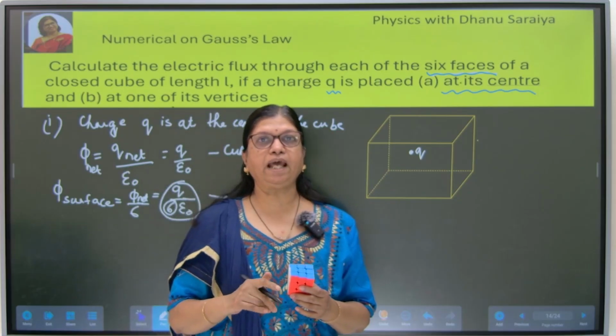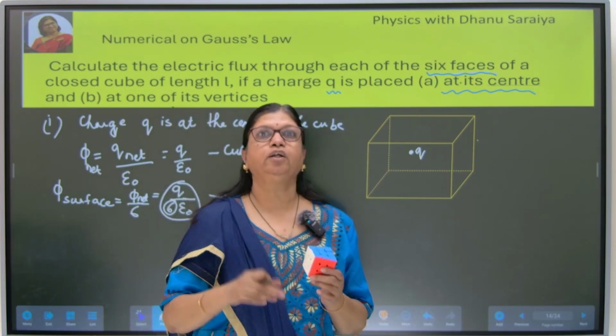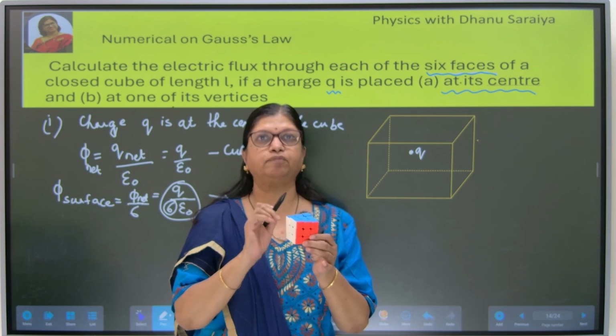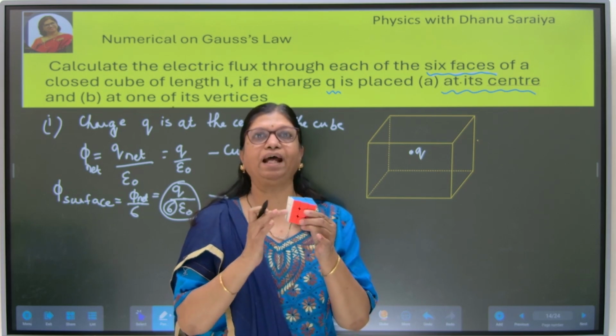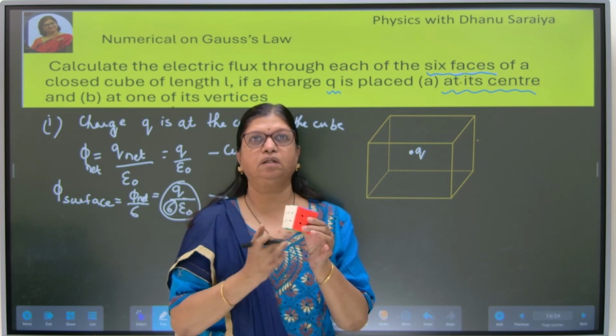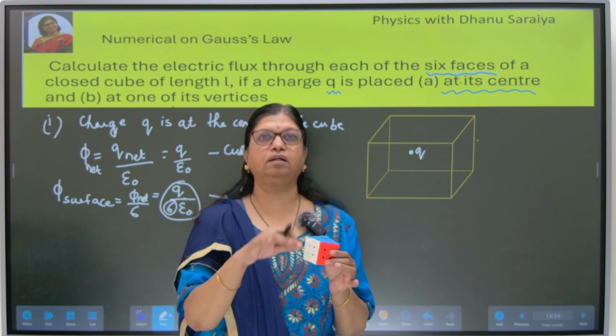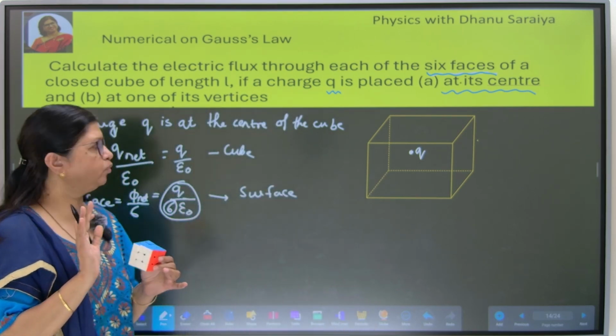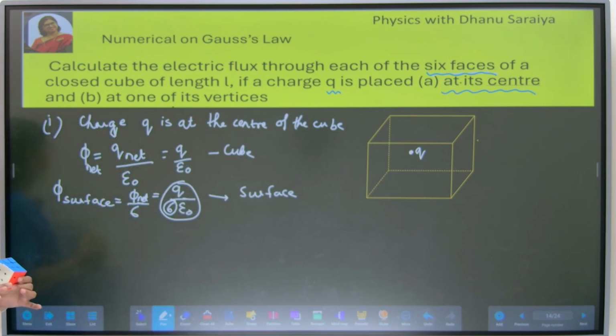We are done. Just like the cube in my hand, you should be very clear with the question whether they are asking for the flux through the whole cube or through each surface. There are 6 surfaces, so divide the total flux by 6. I hope you have understood this concept. I am just moving it, you can take a pic of it.